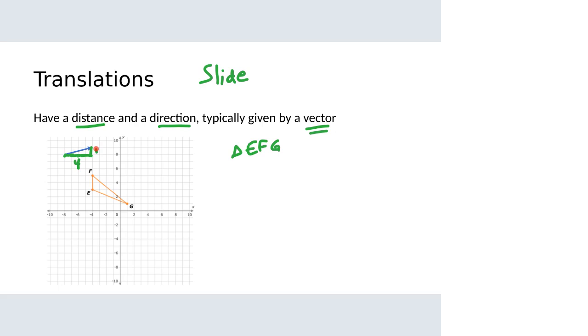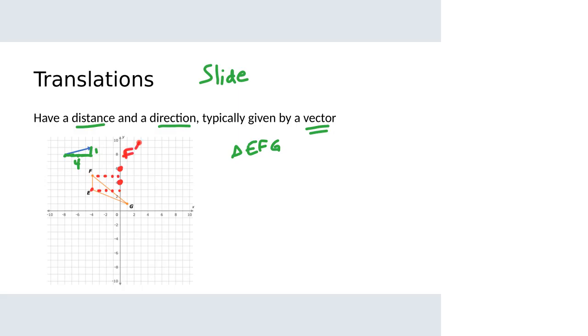I'm going to start with E over here. I'm going to move it 4 spaces to the right and 1 space up. And then that is where E prime is going to end up. I'm going to do the same thing with the other vertices. F, I'm going to move it 1, 2, 3, 4 spaces to the right and up 1. And that's where F prime is going to go.